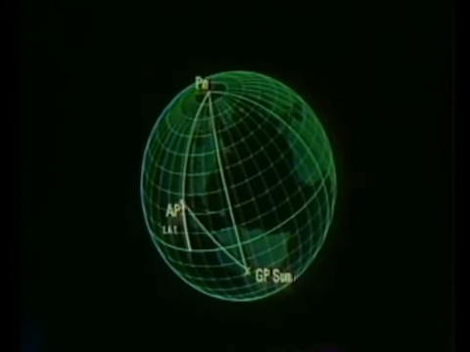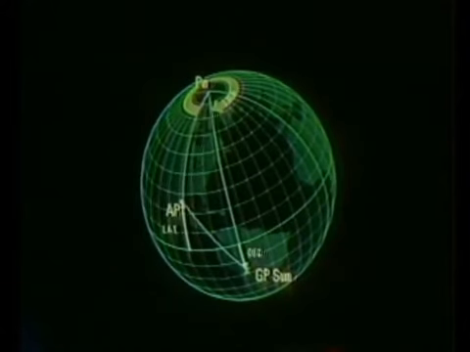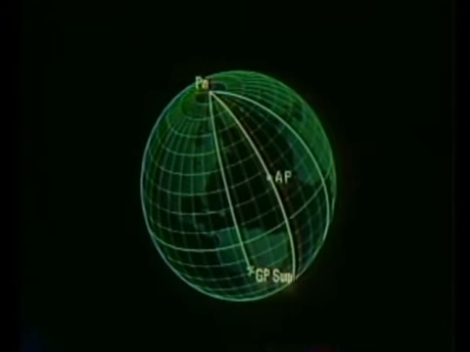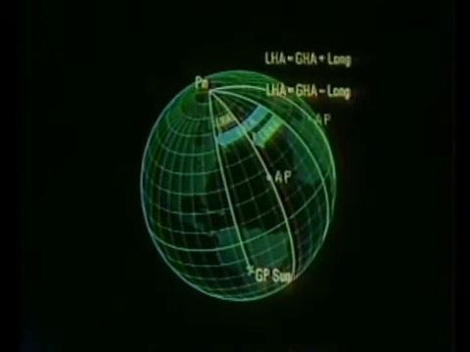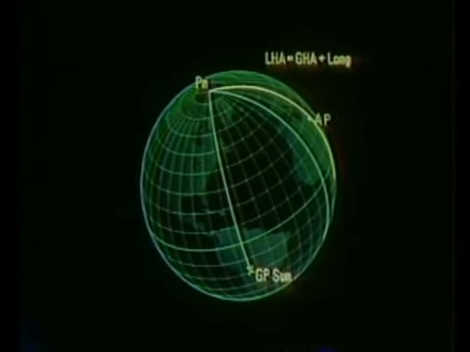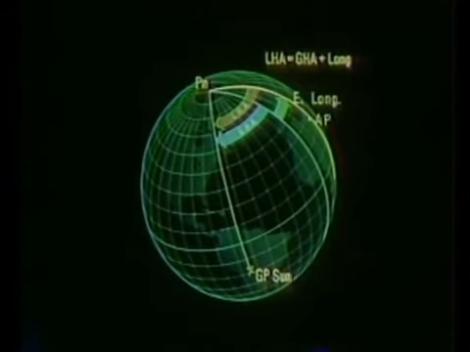All you need to know is the latitude of your assumed position, the declination of the observed celestial body, and the local hour angle of the celestial body. Determining LHA is the tricky part of the problem solving. In a situation like this, where the AP is in west longitude and east of the GP of the celestial body, LHA equals GHA of the body minus the west longitude of the AP. If the AP is in east longitude, LHA equals GHA plus the east longitude.